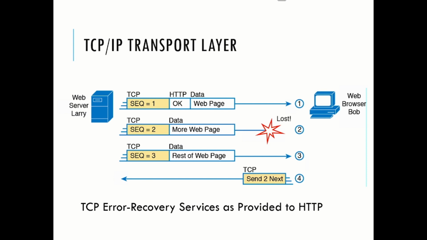This process of first identifying that a segment was not received, and then requesting the sender to resend it, is what we call the transport layer error recovery service.